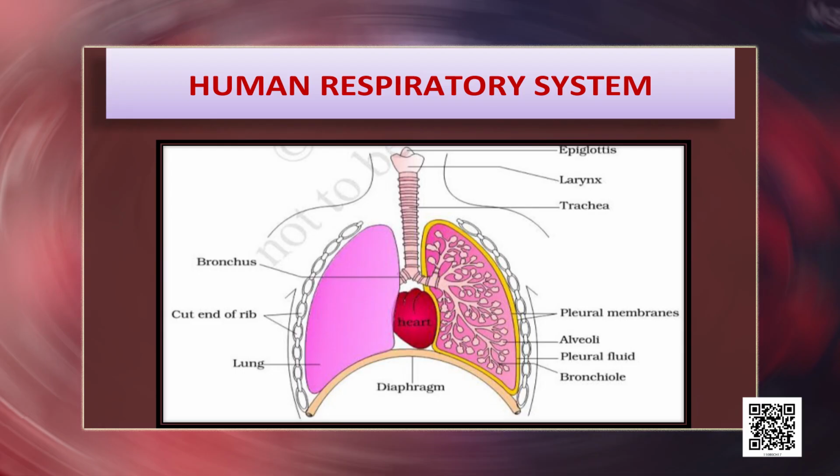On the sides, laterally ribs are present, and in the front, it is covered by the sternum bone. The thoracic cavity is closed below by the diaphragm. Such an airtight arrangement is essential for breathing, as we cannot directly alter the pulmonary volume.